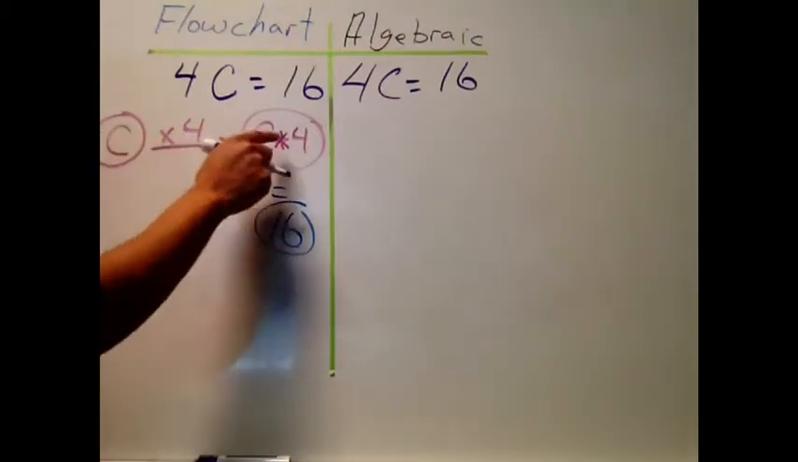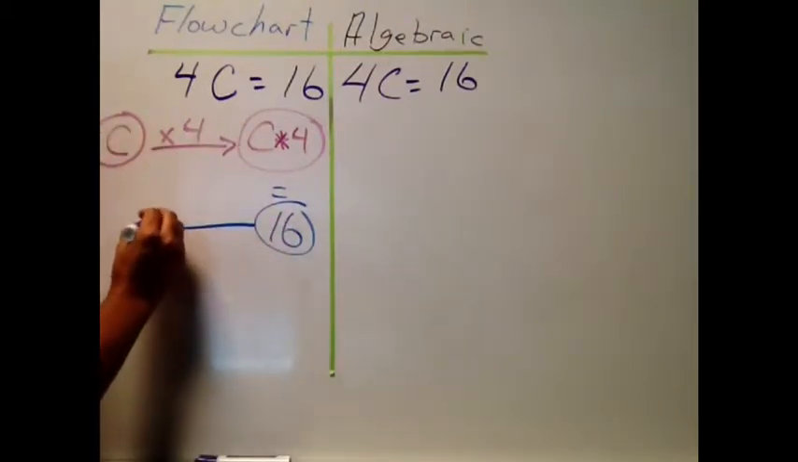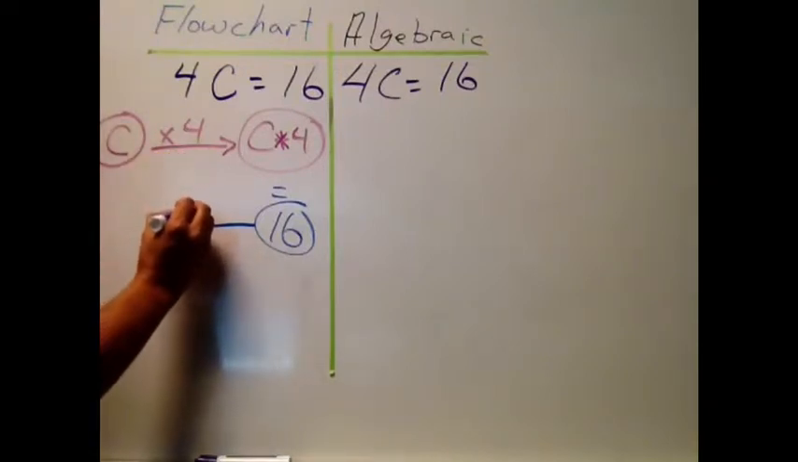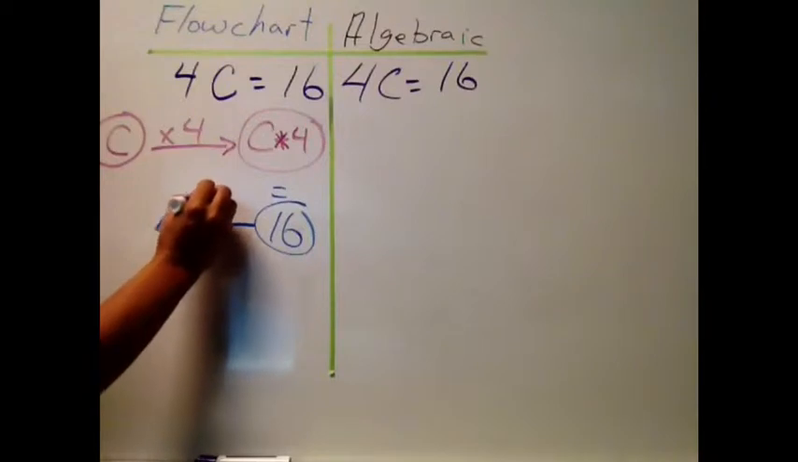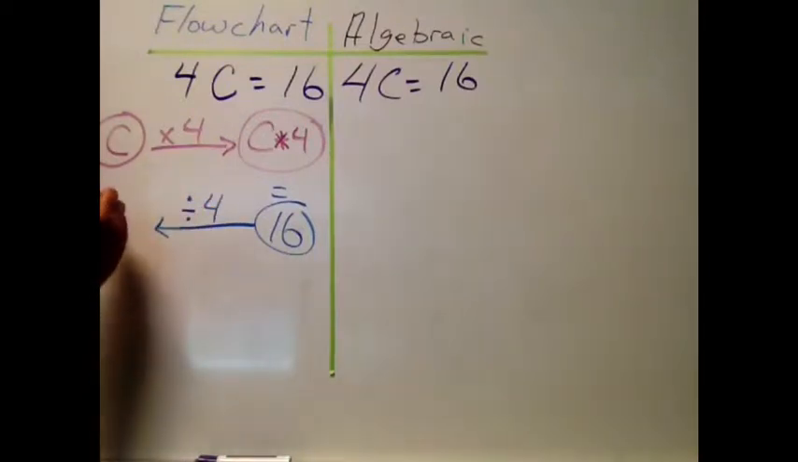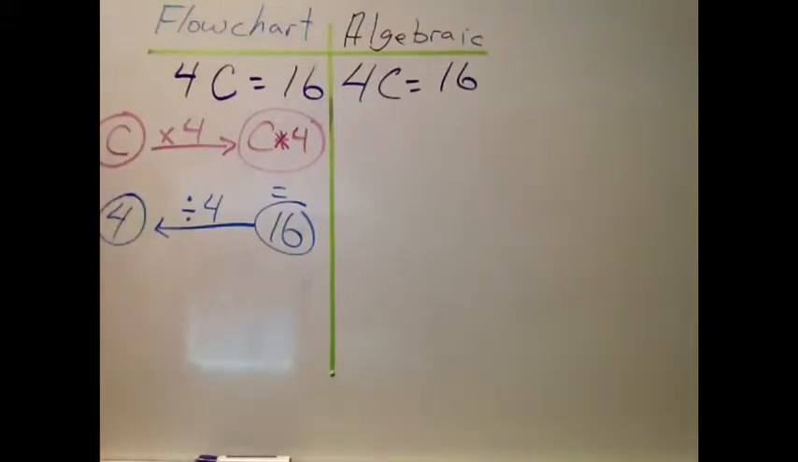So 4 times C. All right, so what did we do to it? Well, we multiplied times 4, so we're doing the opposite. Opposite would be divide by 4. What is 16 divided by 4? Our answer, of course, is 4. All right, and that would be our flow chart.